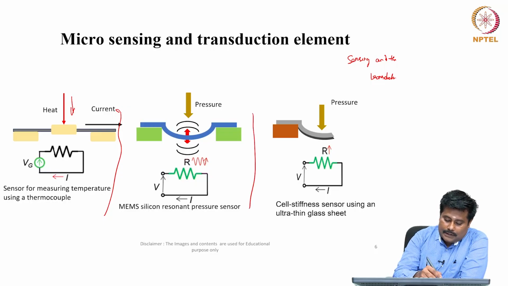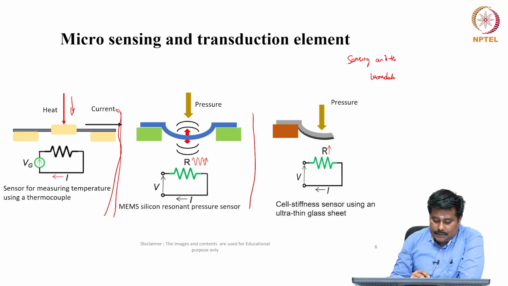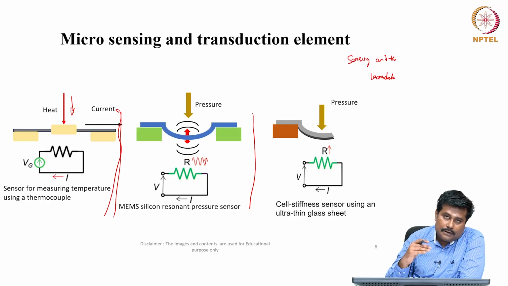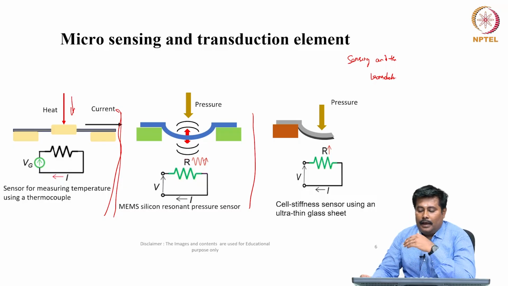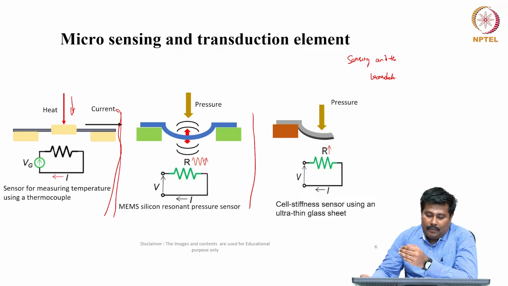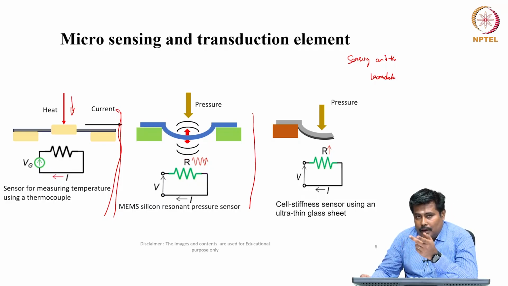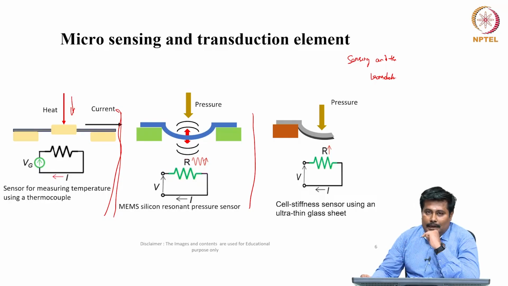Let us take the example of the second case. It is a MEMS silicon resonant pressure sensor. In this sensor, we have a diaphragm in place and a pressure is exerted on it, connected to the resistance R and the current I over here. When the pressure is incident on it, this diaphragm will move back and forth. From the movement of the diaphragm, we can see a change in the resistance. Ideally here the diaphragm acts as a sensing element, and the conversion of the pressure induced on this diaphragm to an appropriate signal, we call it a transduction element.